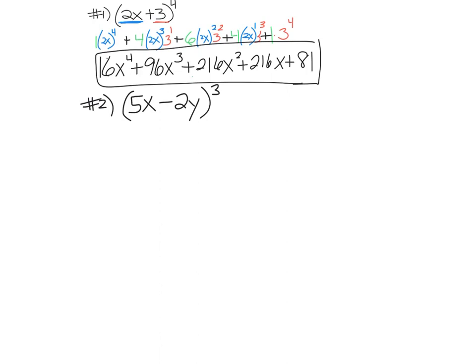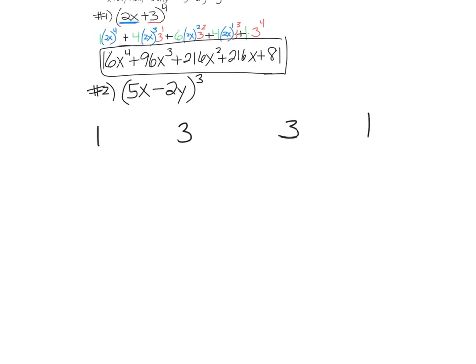Okay, so the first thing you need to do is write out your coefficients for row 3. So row 3 is 1, 3, 3, 1. All right, now think of 5x, this whole thing, as your first term. So 5x is going to be cubed, and then it's squared, and then it's to the first power.